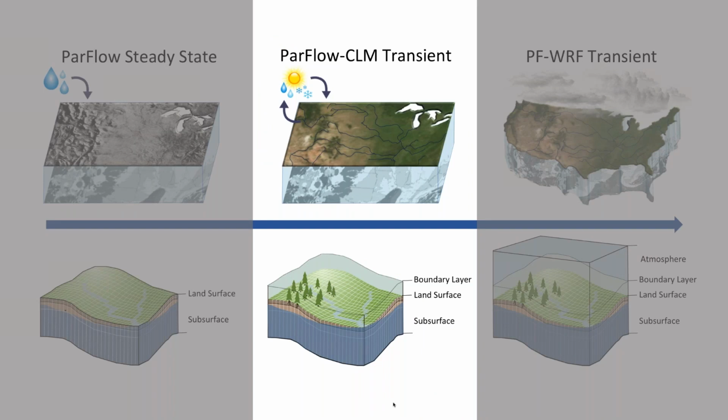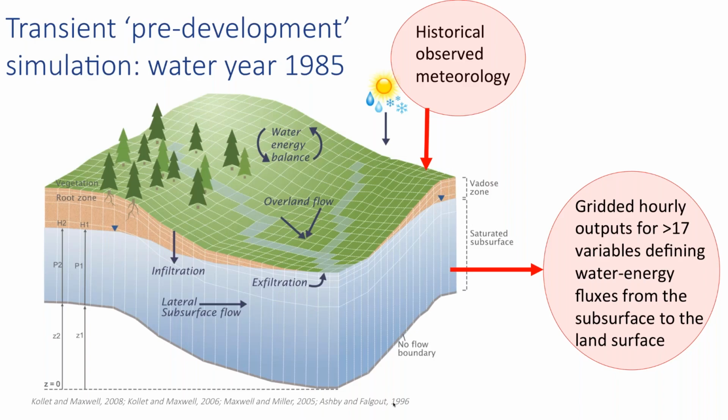Okay, so using the steady state simulation as a starting point, then we turn on the land surface model to do transient simulations. And for this, we're doing a simulation of water year 1985. This is a pre-development simulation, meaning that we don't have any of the human water management activities occurring in it, but it is observed meteorology. So we take historical observed meteorology, put that into our model, and then we get gridded hourly outputs for about 17 variables which fully define water and energy fluxes from the subsurface through the land surface.